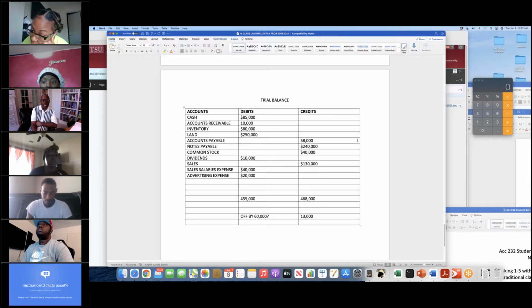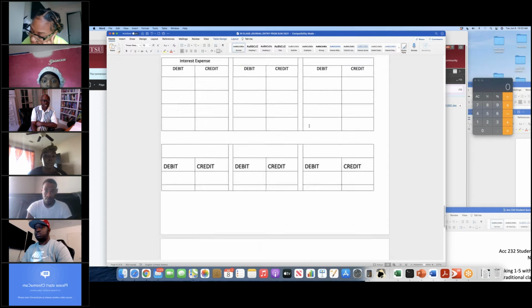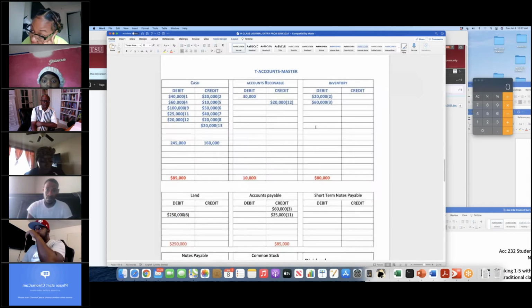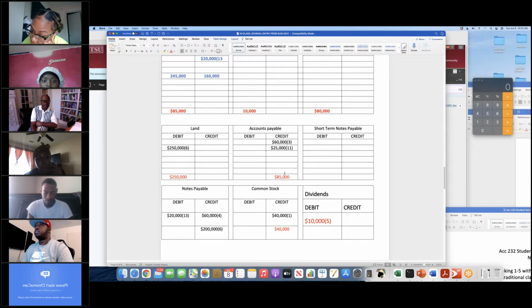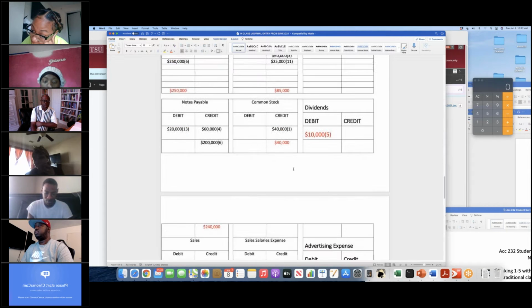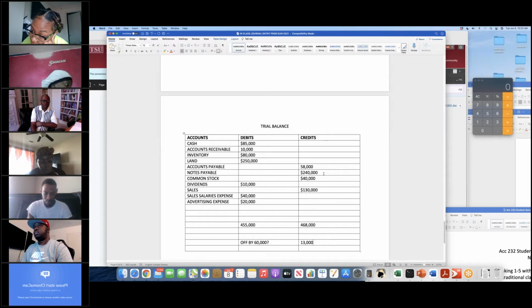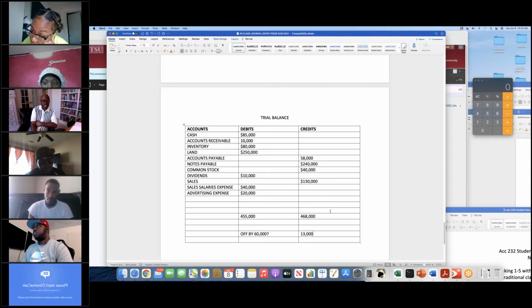Y'all sure about those addings? It was 85 and we corrected it. We made the mistake of 58, right? Let me go and see. How much is it? I can see 85, but we put it in at 58. So if you add those, how much do you get?